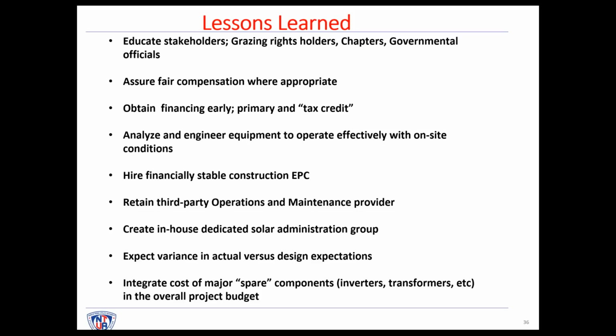And then finally, integrate the cost of major spare components, inverters, transformers, and so on in the overall project budget. Spare parts are always included, but the major components aren't necessarily included as a spare. We had a significant fire in one of our inverters, and getting a replacement is extremely difficult. So these are our lessons learned.